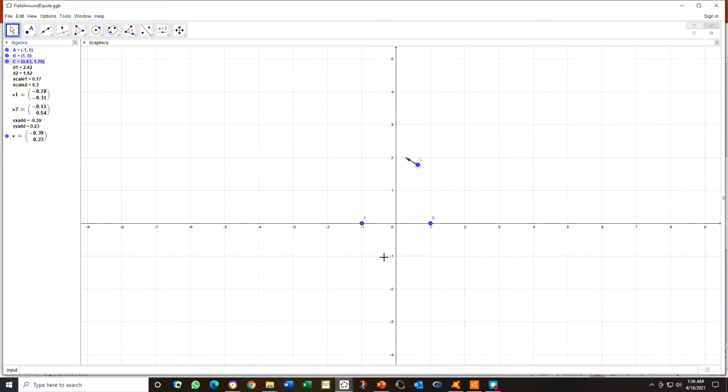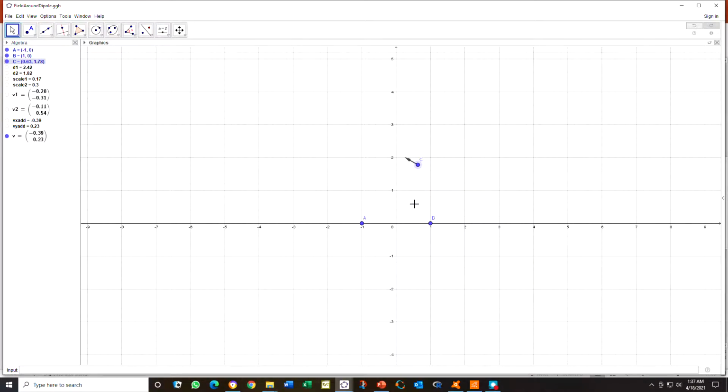Here, what did I call it? Field around a dipole. Here, this is the scenario here. A is a negative charge, and at B, we have a positive charge. Cool. And C itself is a positive charge.